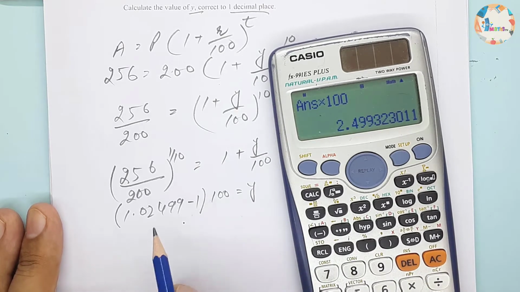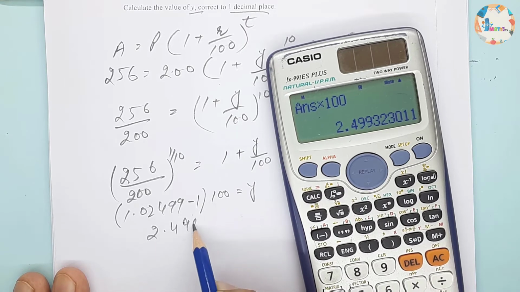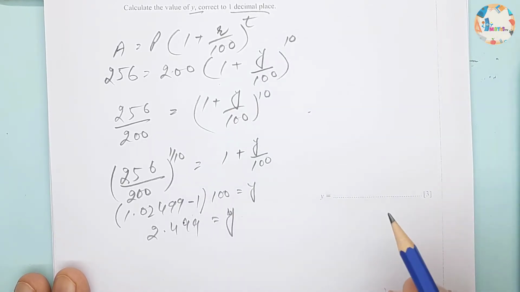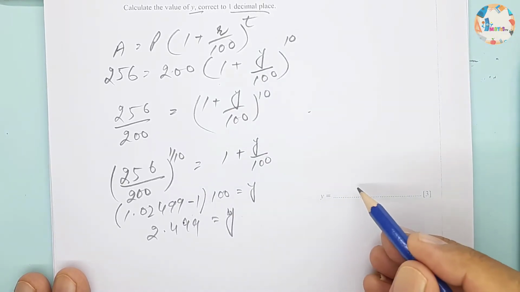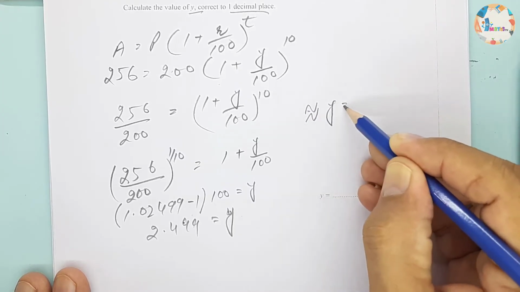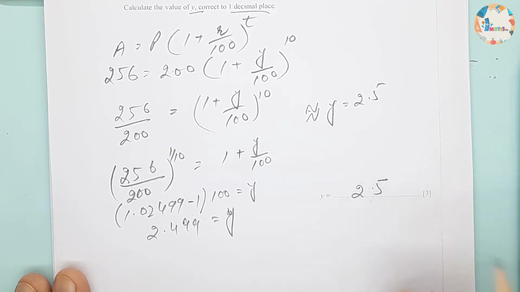2.499. So 2.499, this will be equal to y, and we can approximately write as 2.5. So we can write approximately y is equal to 2.5, and we can write here 2.5 as an answer.